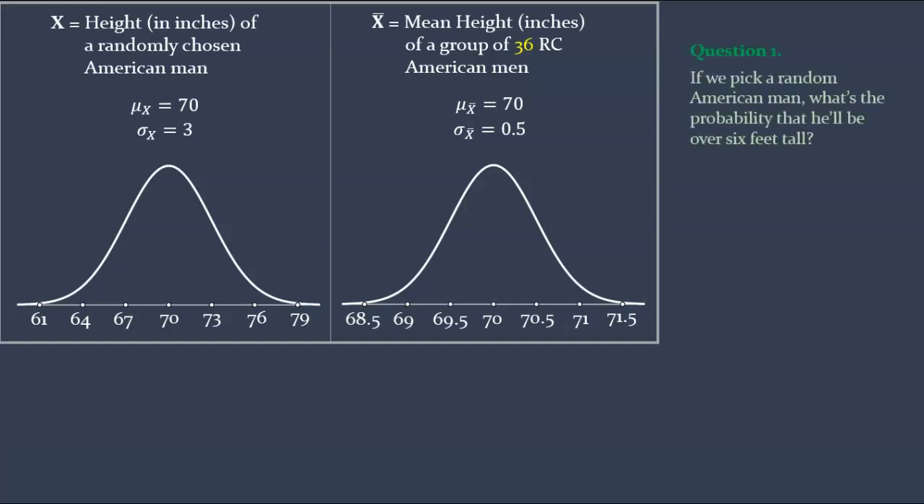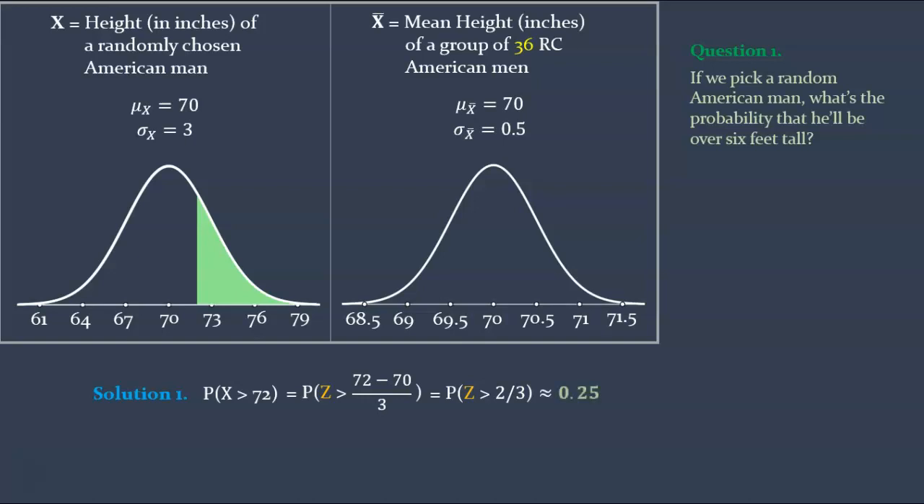Question 1. If we pick a random American man, what's the probability that he'll be over 6 feet tall? This probability corresponds to this area on the distribution of x. The solution here is familiar. We want the probability that x is greater than 72 inches. Since x is normal, we can standardize it and rewrite this as the probability that z is greater than something. To get that something, we subtract the mean of x, 70 inches, from 72 and divide by the standard deviation of x, which is 3 inches. This reduces to the probability that z is greater than 2/3, which a computer or a table will tell us is about 0.25. So about 25% of American men are over 6 feet tall.